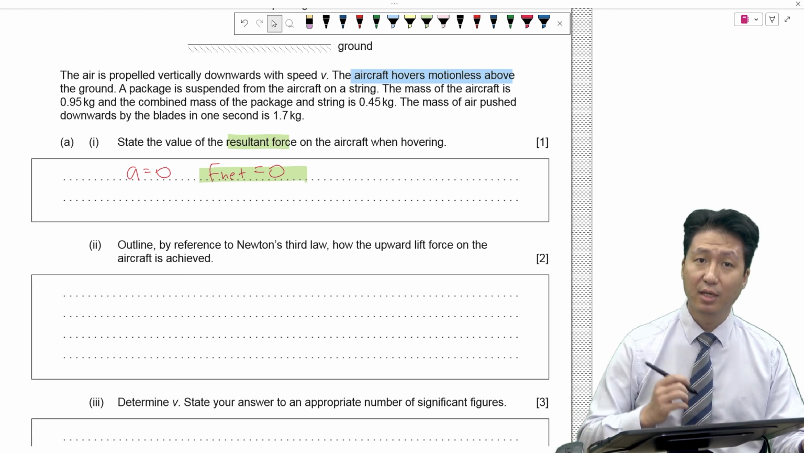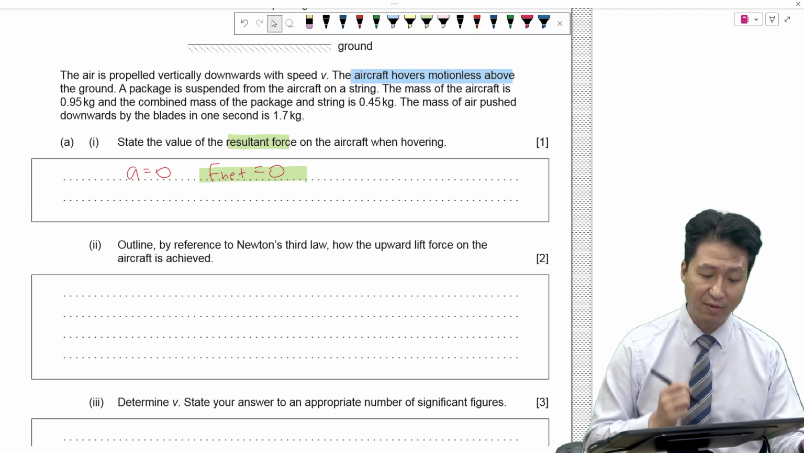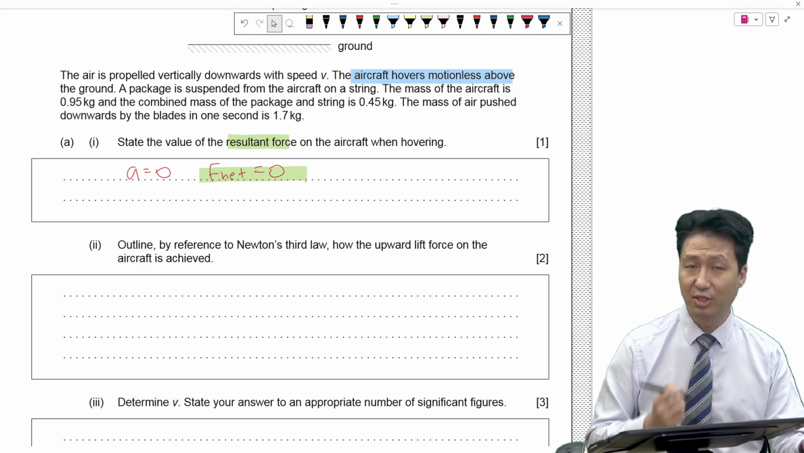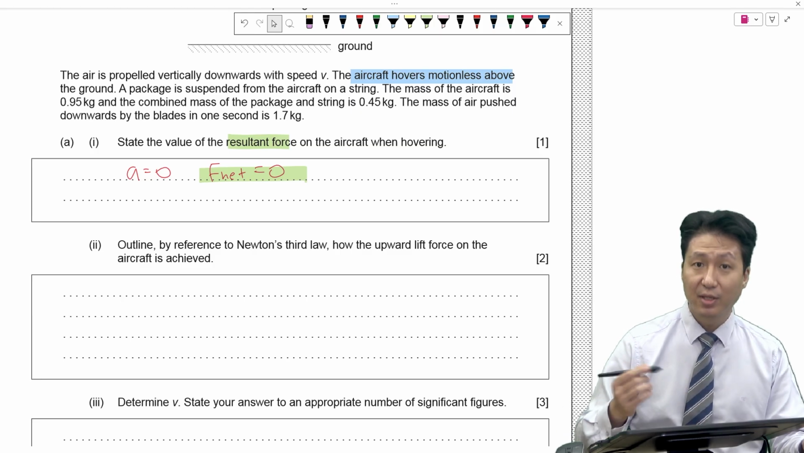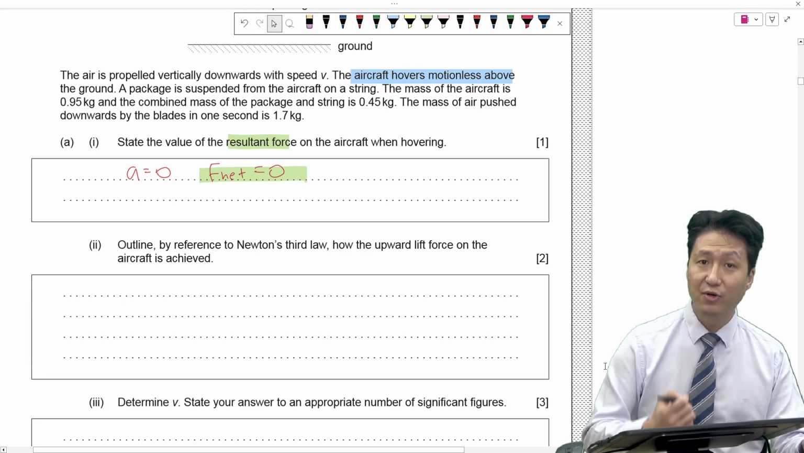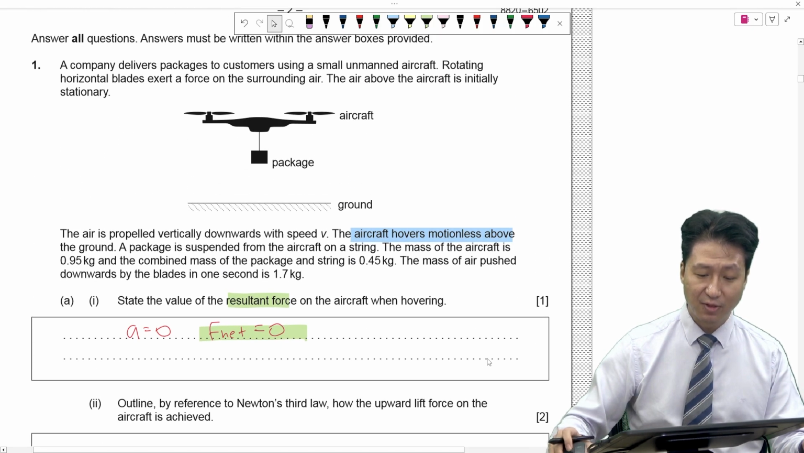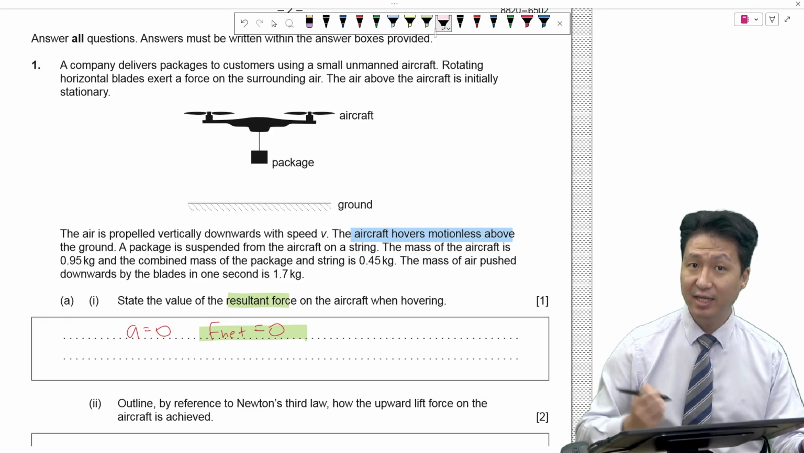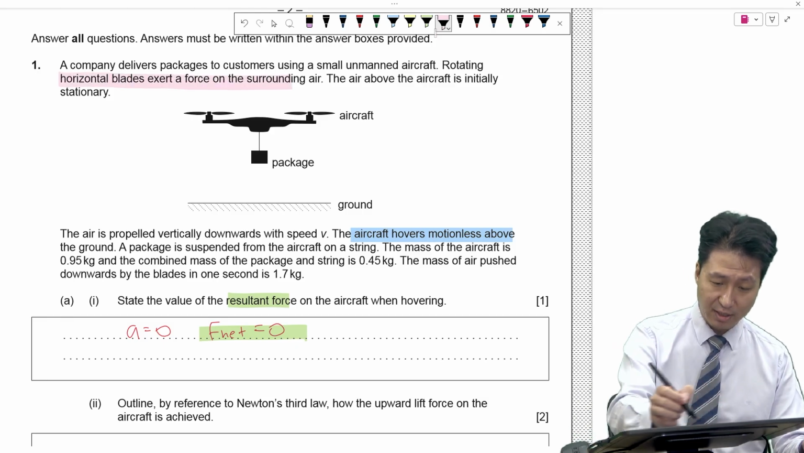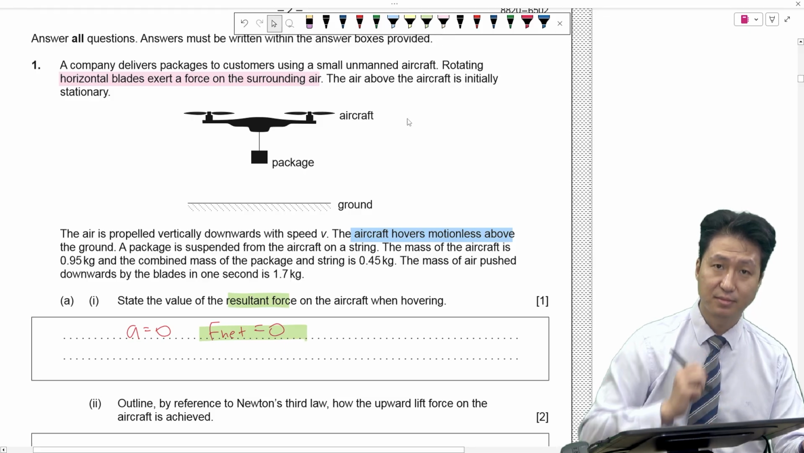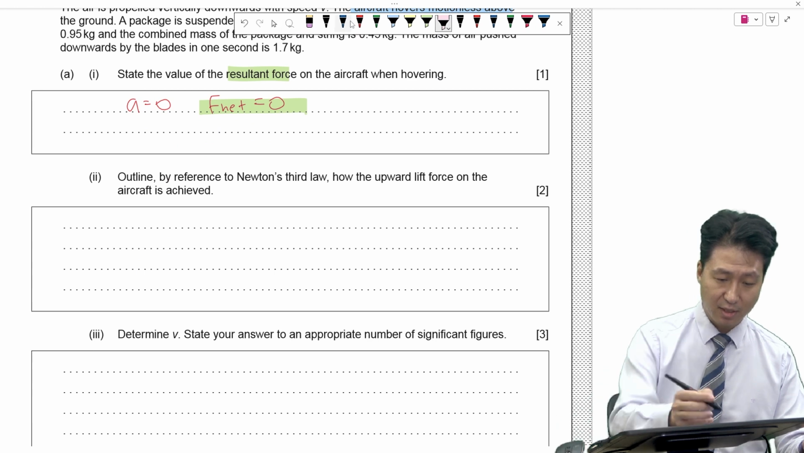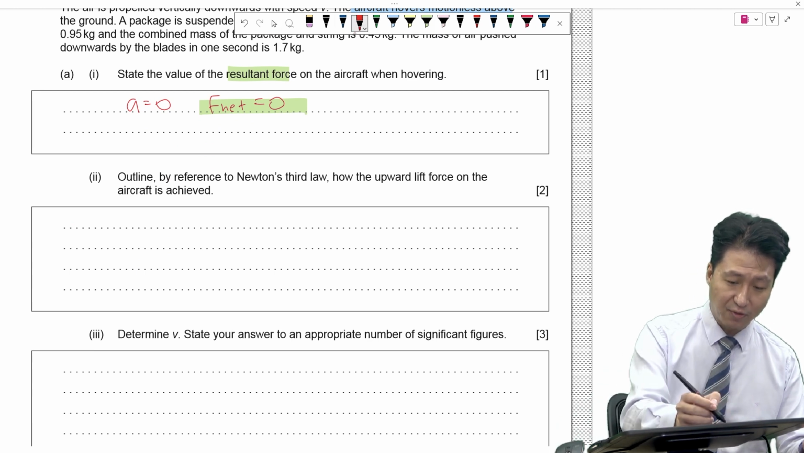In part 2, the question asks to outline, by reference to Newton's third law, how the upward lift force on the aircraft is achieved. Now, Newton's third law states for every force there's an equal and opposite force. So if you go back into the question, notice that it has a reference to a force, and it's the force of the horizontal blades on the air. So we will write that down. The blades exert a force downwards on the air.